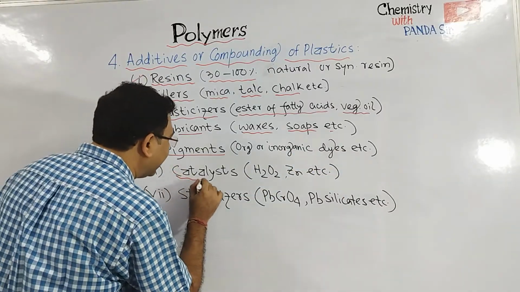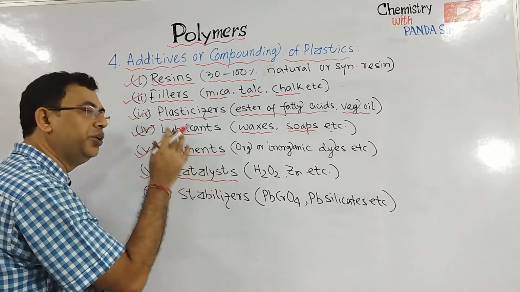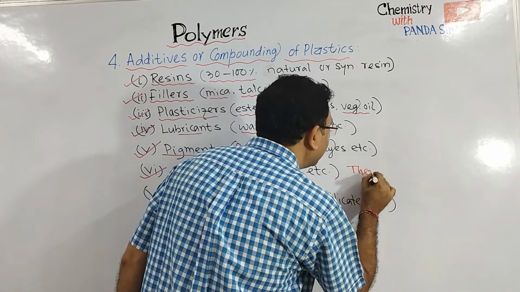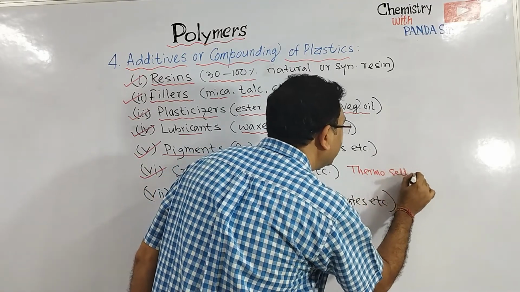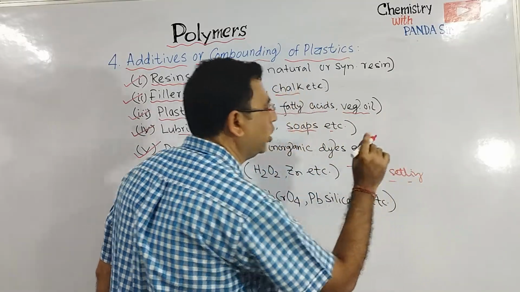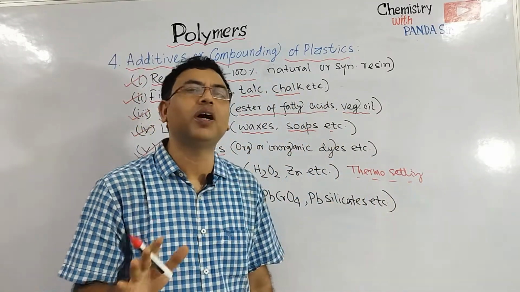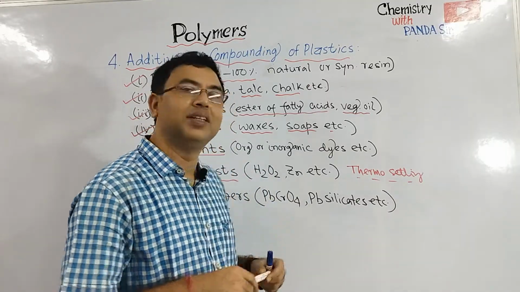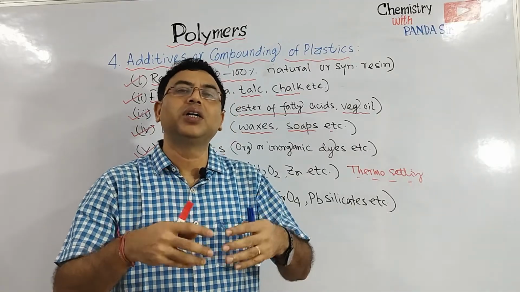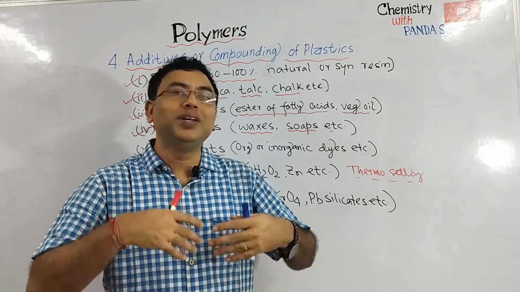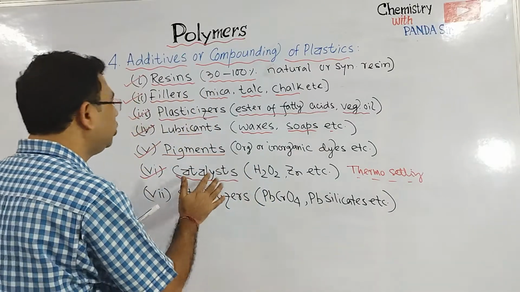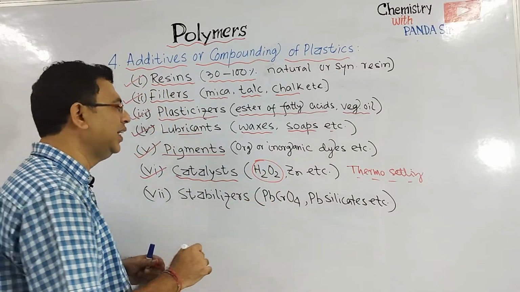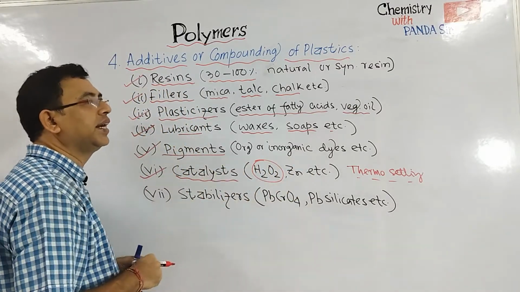Then we are using the catalyst. Here we have to be careful, because we use a catalyst only for thermosetting polymers. It is not required for thermoplastic polymers. Thermosetting polymers require the catalyst. Why? Because thermosetting polymer undergoes polymerization, so in order to speed up the polymerization process, we need to add the catalyst. A frequently used catalyst is hydrogen peroxide; sometimes metallic catalysts are also used.